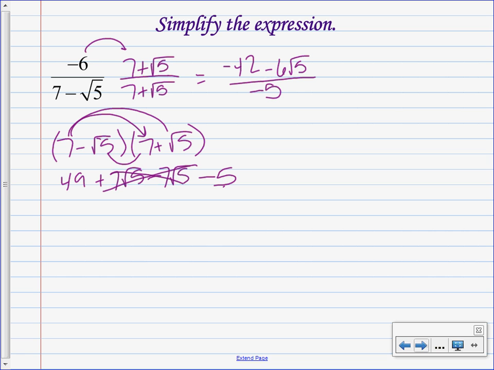Oh, not negative. What am I talking about? It's 49 minus 5. 42, honey. 49 minus 5 is 44.